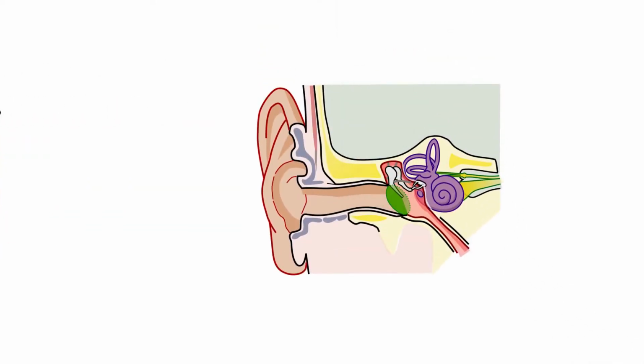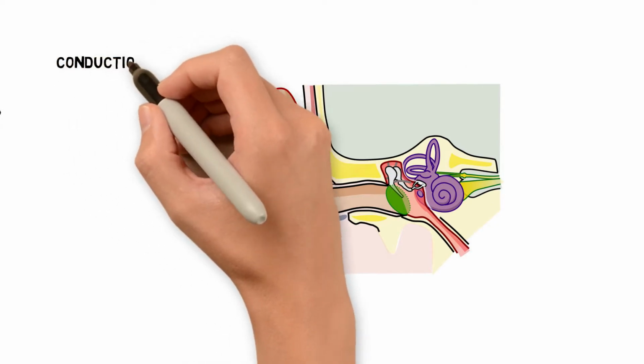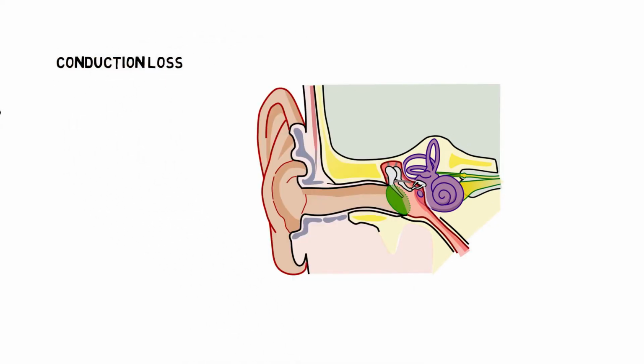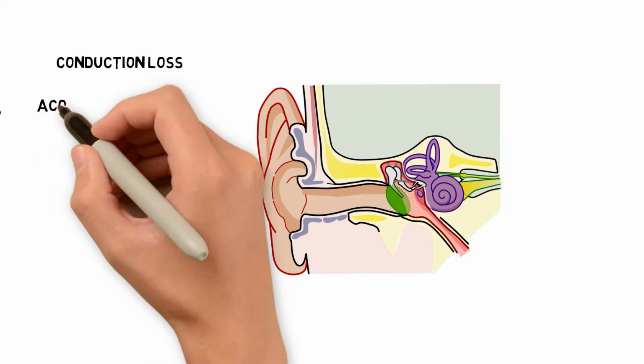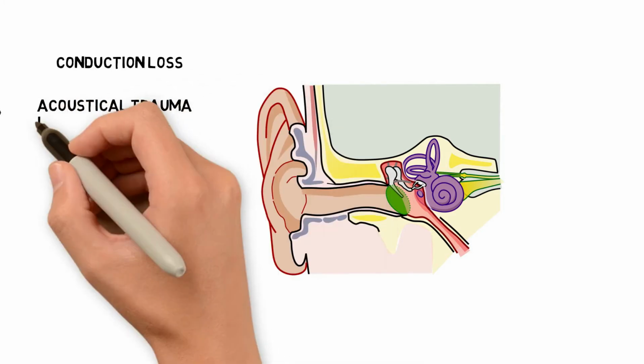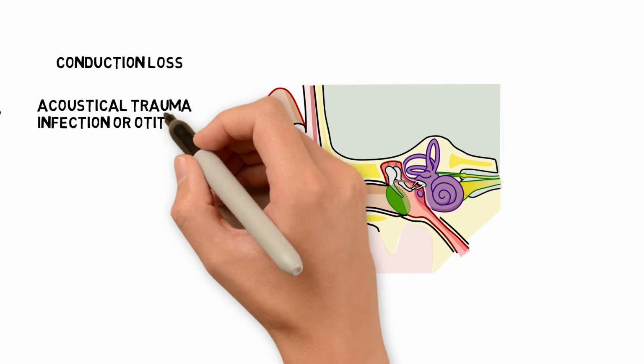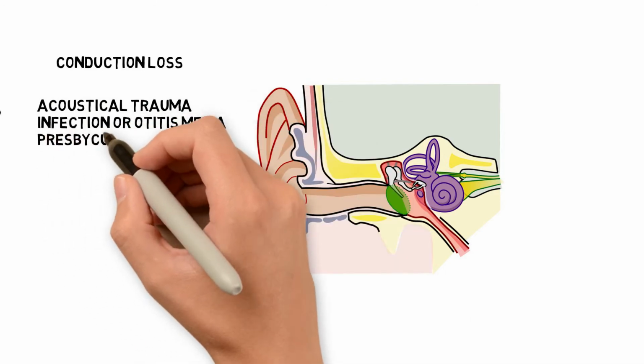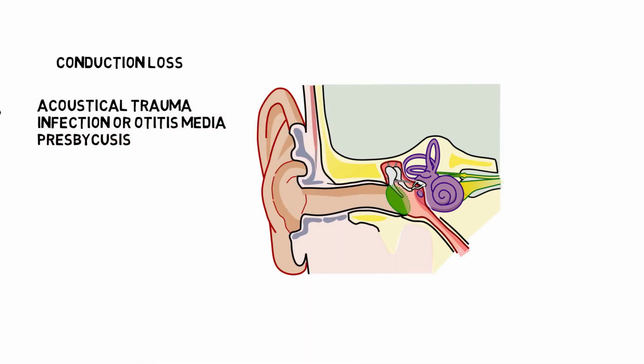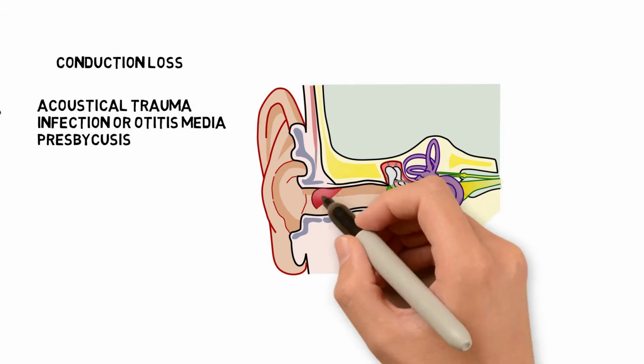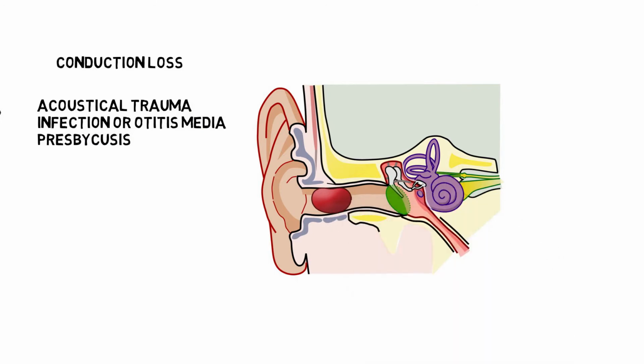Conduction hearing loss means that the sound is not arriving to the inner ear. This type of hearing loss is typically acquired and can be unilateral. The 3 major causes of this type of hearing loss are acoustical trauma, infection of the middle ear, also known as otitis media, and presbycusis, hearing loss due to old age. However, anything that blocks the sound waves can cause conduction loss, including earwax or beans in your ears.